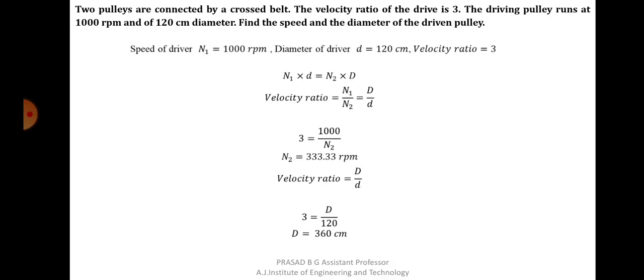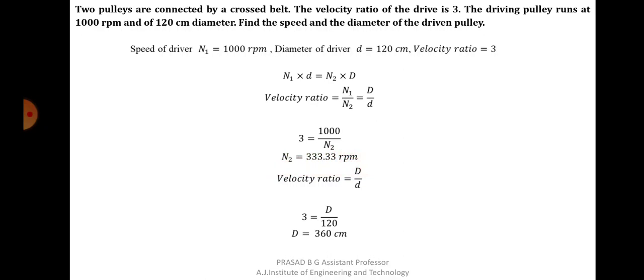n1 by n2 is equal to d2 by d1, or capital D by small d. So velocity ratio is already given, 3, isn't it? So in that case, n1 by n2 we can directly find out. So n1 is 1000 rpm. n2 we don't know, we have to find out. But we know that n1 by n2 is equal to 3. So what will be n2 equal to? 1000 divided by 3. And n2 will be 333 rpm. Isn't it? 333 rpm.